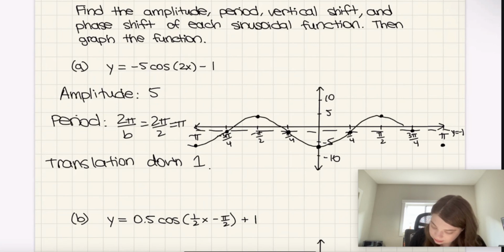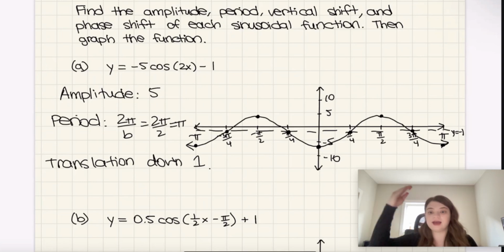And so as you can see, this is just the regular cosine graph, but it's been modified in 3 ways. What were those 3 ways? Number one is the amplitude has changed to 5, right? So we're going up 5 and down 5 from the midline. The midline has changed, right? We translated down by 1, so the midline is now at -1.